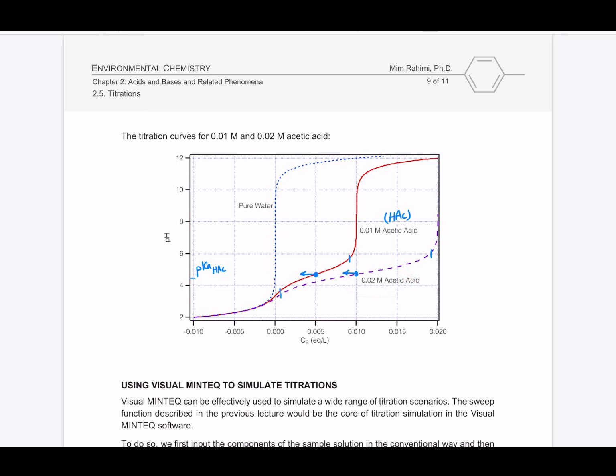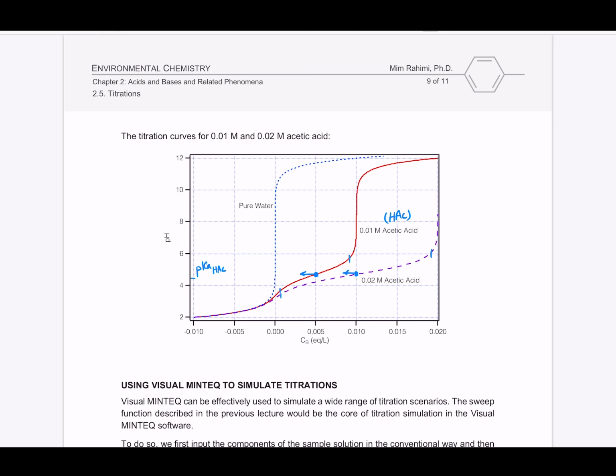So when you see something like this in the exam, by quickly looking at the pKa and the range of the buffer, you can tell whether this is one kind of acid or two different kinds. And then by looking at the x-axis, you can talk about the concentration. So this could be a typical question in the exam.